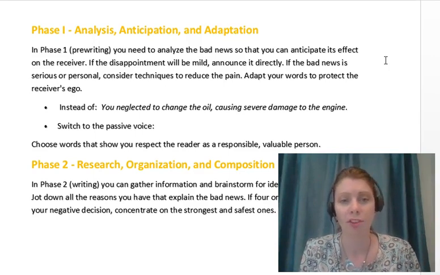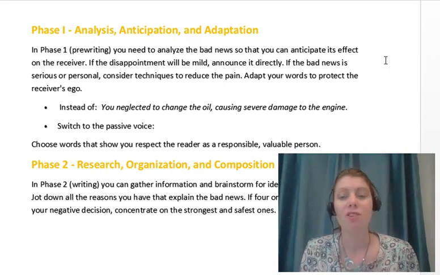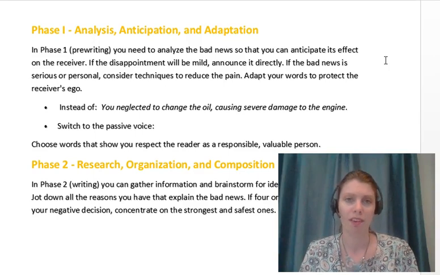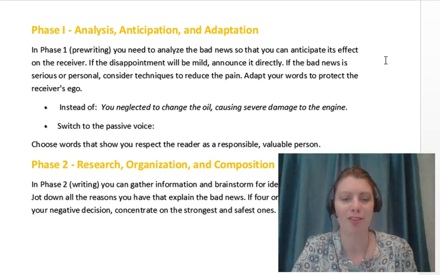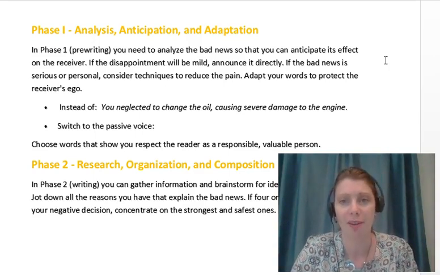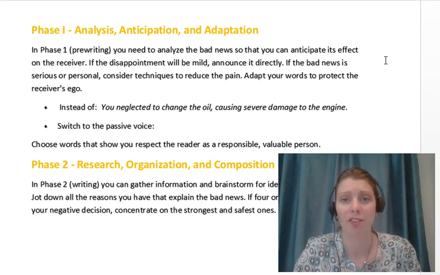In phase 1, which is the pre-writing phase, you need to analyze the bad news so that you can anticipate its effect on the receiver. If the disappointment is hopefully mild, then you can announce the bad news directly. Again, a small increase in something, or maybe you're not concerned with the person's feelings, or when firmness definitely is necessary. If the bad news is serious or personal, consider techniques to reduce the impact of the message. Adapt your words to protect the receiver's ego and their feelings.